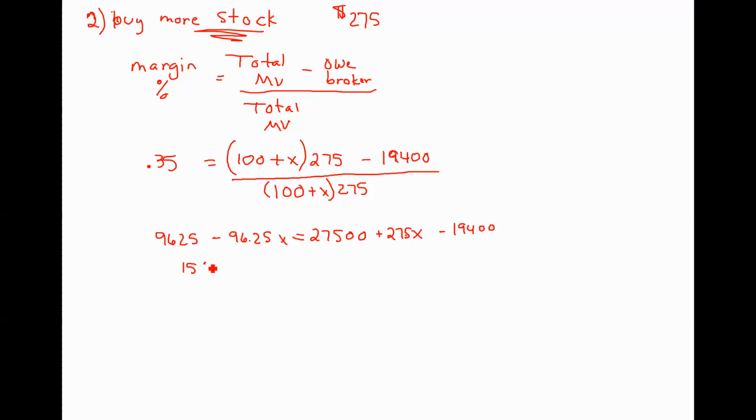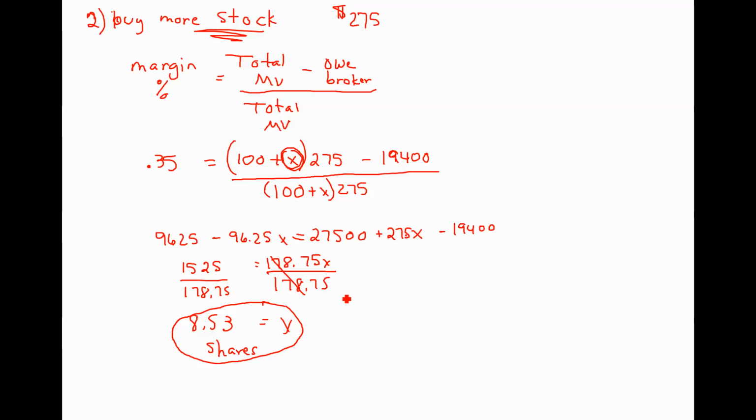I get 1,525 equals 178.75x. Divide by 178.75, and I get x equals 8.53 shares. Again, just make note that the x in this case wasn't a dollar amount. It was actually the number of shares that I was going to purchase.